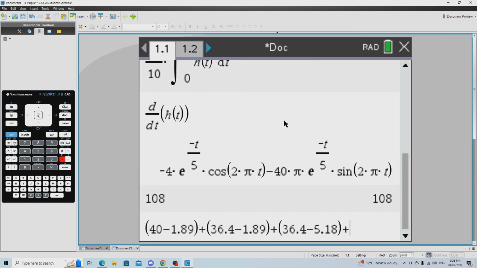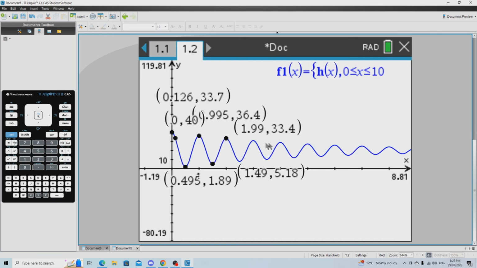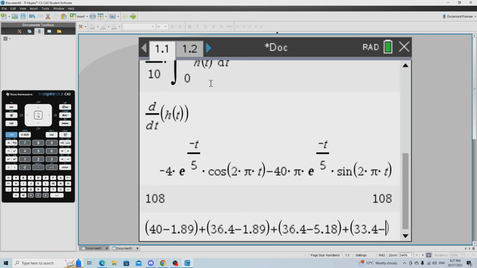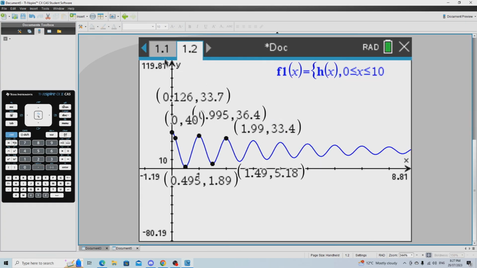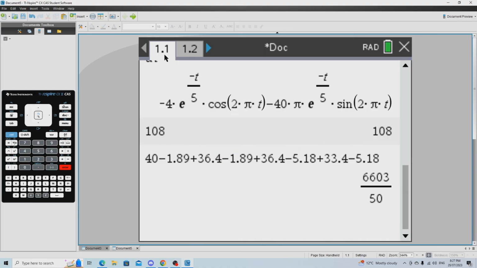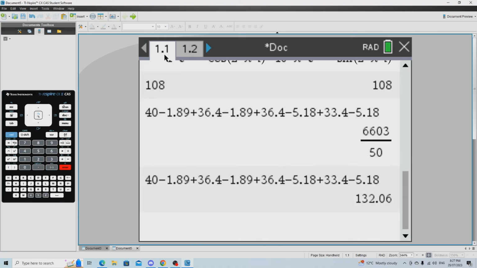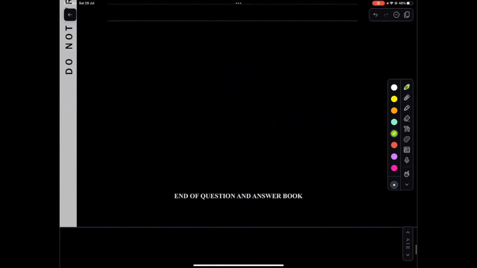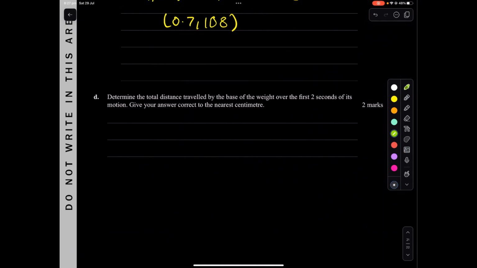Plus 33.4, minus 5.18. Is that right? So minus 5.18, so this to that equals 132. Okay, that's your total distance traveled by the bicycle car, in centimeters, it's 132 centimeters.